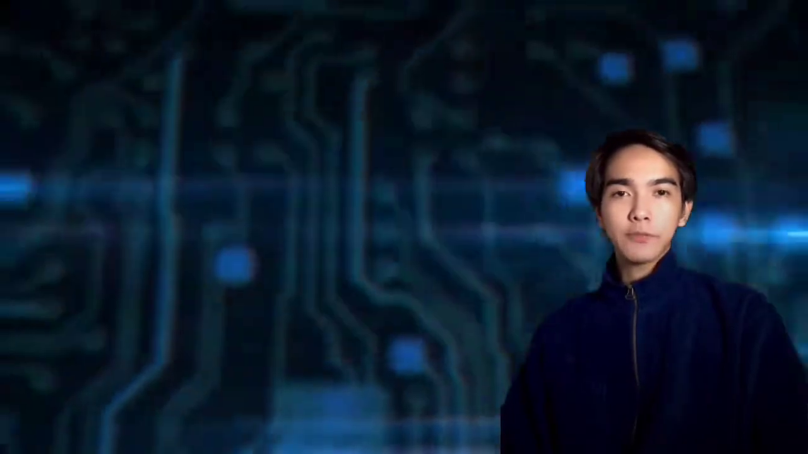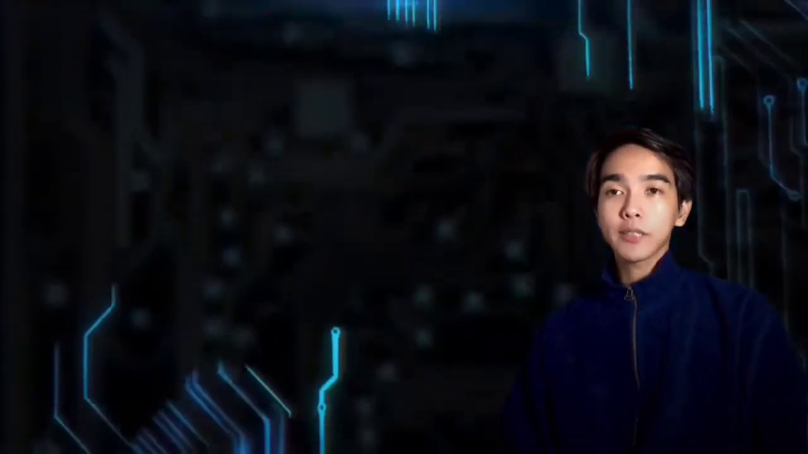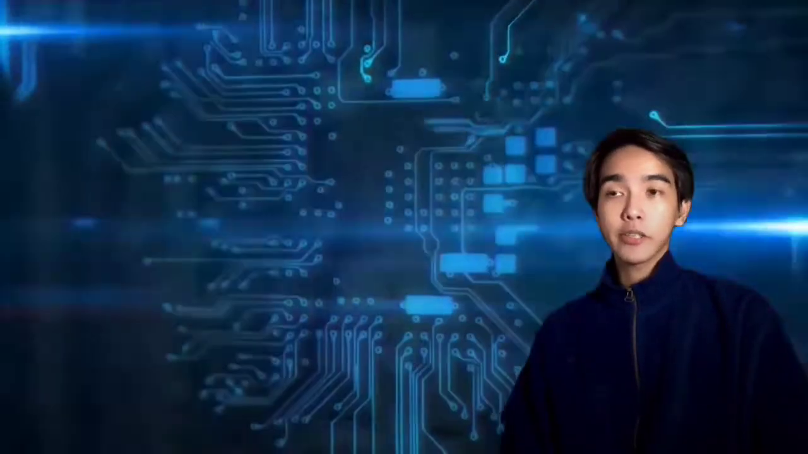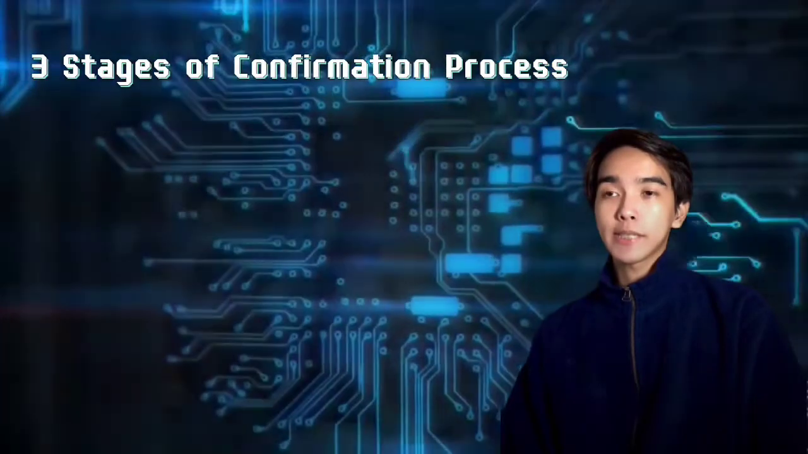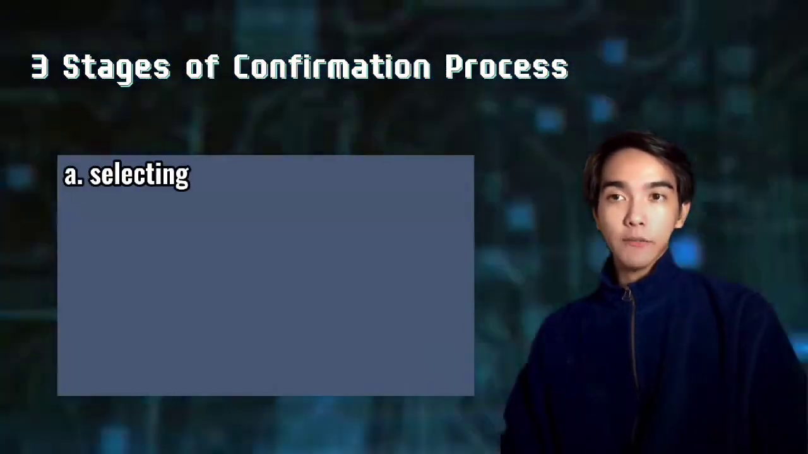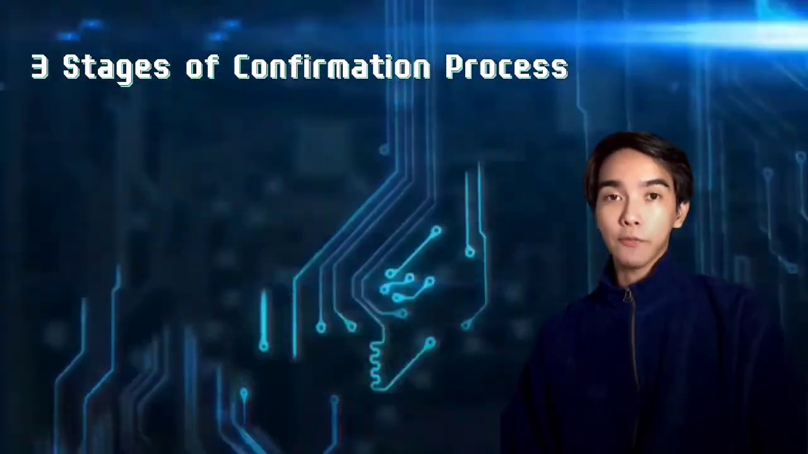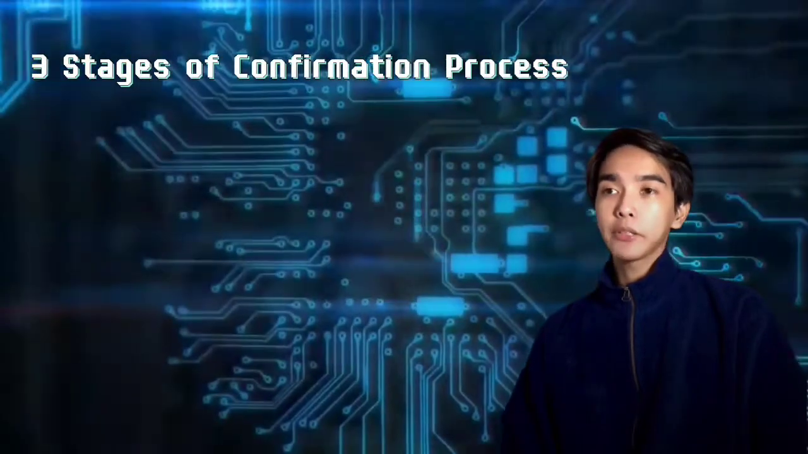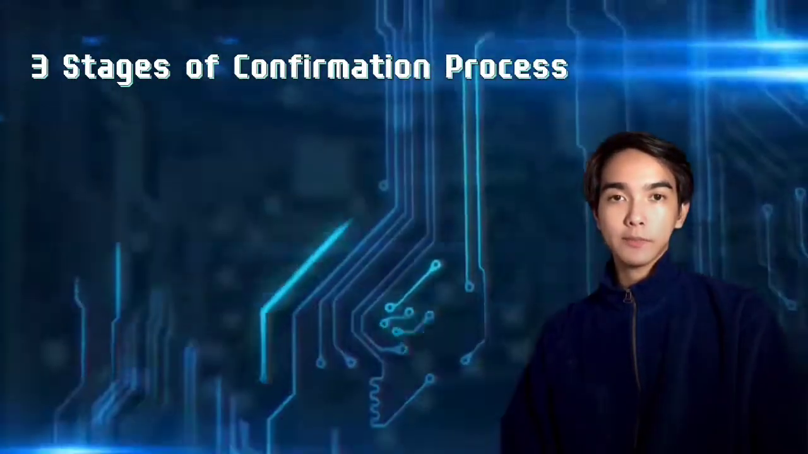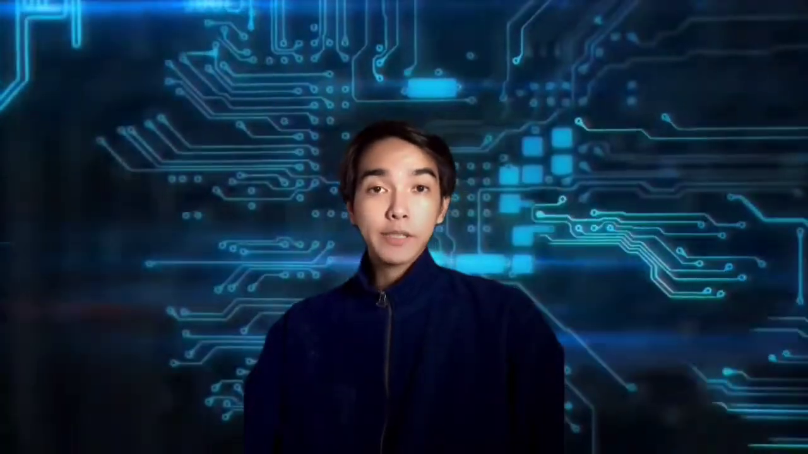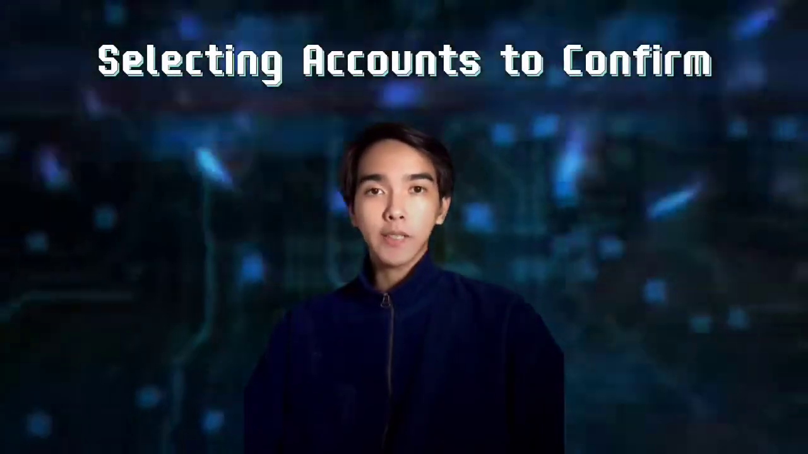In the discussion that follows, we assume that accounts receivable are material and that the auditor has decided to request confirmations from the client's customers. The confirmation process involves three stages. First, selecting the accounts to confirm. Second, preparing confirmation requests. And third, evaluating the responses. For the first stage, we have selecting accounts to confirm.